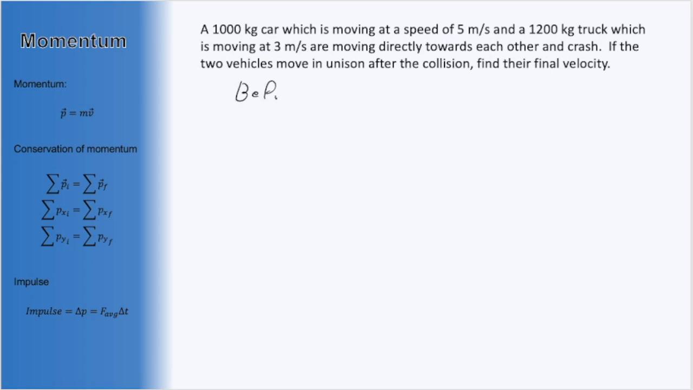So before the crash, I'll have my car over here on the left and choose it to be moving to the right, which means, according to the information of the problem, that the truck must be over here on the right, moving to the left in order to be moving towards the car. I can go ahead and label that the mass of this car equals 1,000 kilograms, and the mass of the truck is equal to 1,200 kilograms. The car is moving to the right at a speed of 5 meters per second, and the truck is moving to the left at a speed of 3 meters per second. So there is my before diagram.